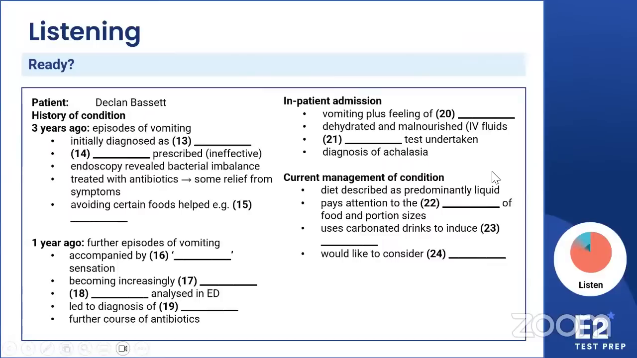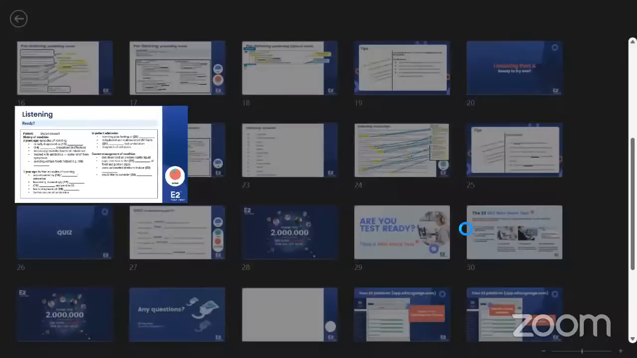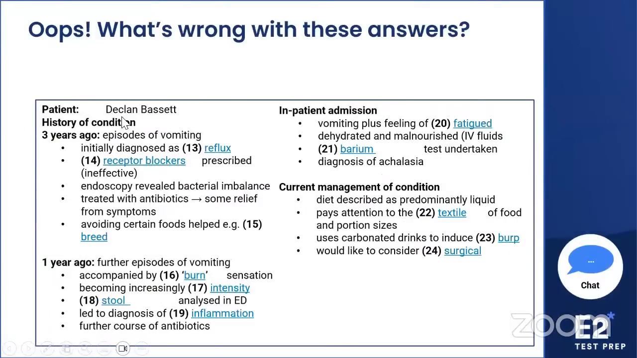I'm just going to pause it here. Okay, so we've got to number 21. We've got a slight technical challenge here. I'm going to stop at 21 and we'll come back if I can to the others.